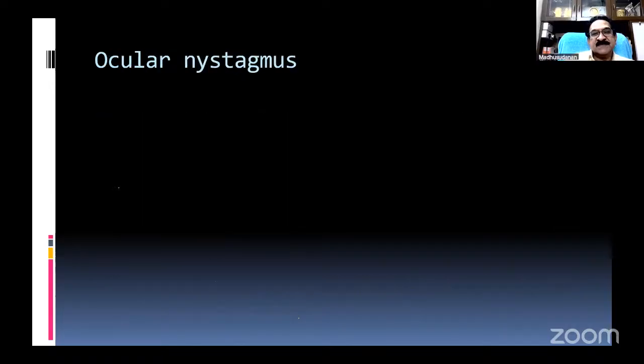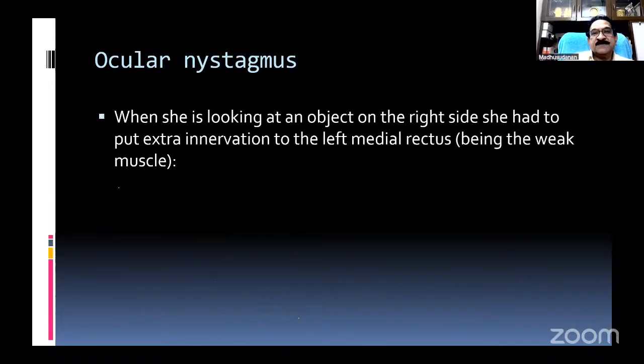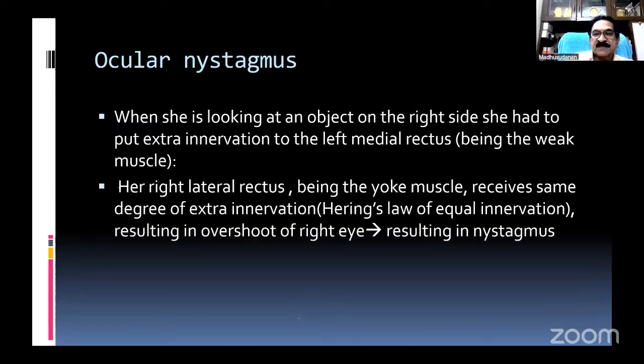Ocular nystagmus. So when she is looking at an object on the right side, she has to put extra innervation on the left medial rectus, being the weak muscle. Her right lateral rectus, being the yoke muscle, receives the same degree of extra innervation, according to Hering's law of equal innervation, resulting in overshoot of the right eye. Overshoot means the command is to look at the object, but it comes back again because of the extra innervation, and it goes back in that direction.